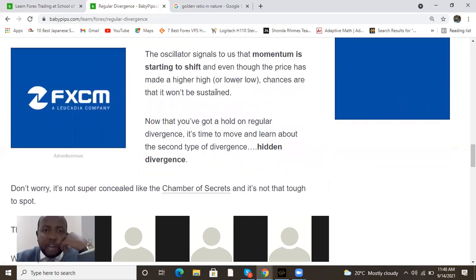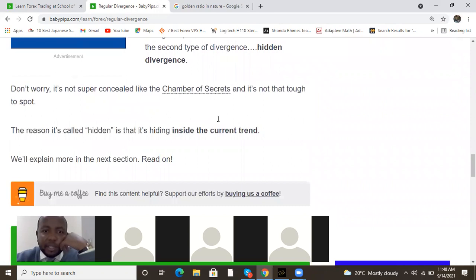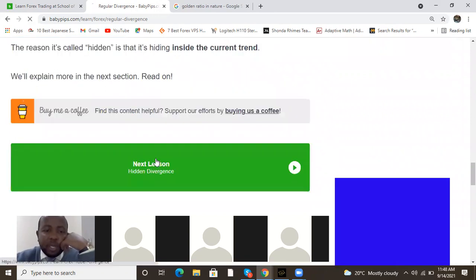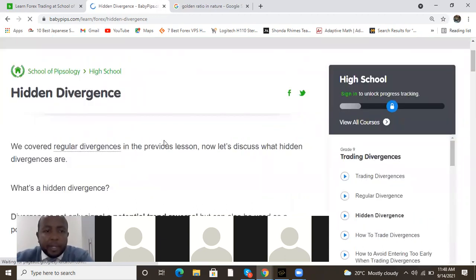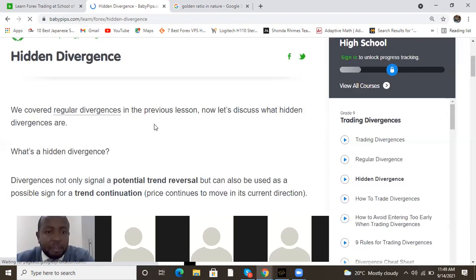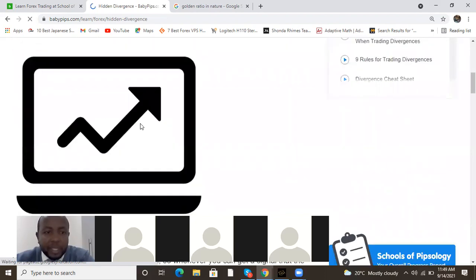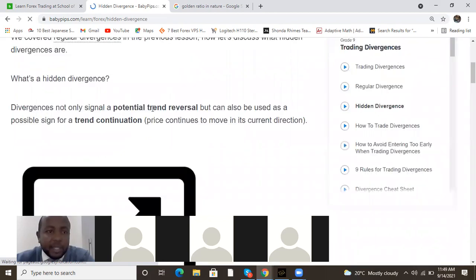We also have another one called the hidden divergence. This one is usually within the trend. It's called a hidden divergence. This one has been occurring especially in the last two to three months, because markets have been really rising. Prices have been high because of demand. Demand is quite high. So let's look at hidden divergence. Divergence not only signals potential reversal, but can also be used as a possible sign of a trend continuation.